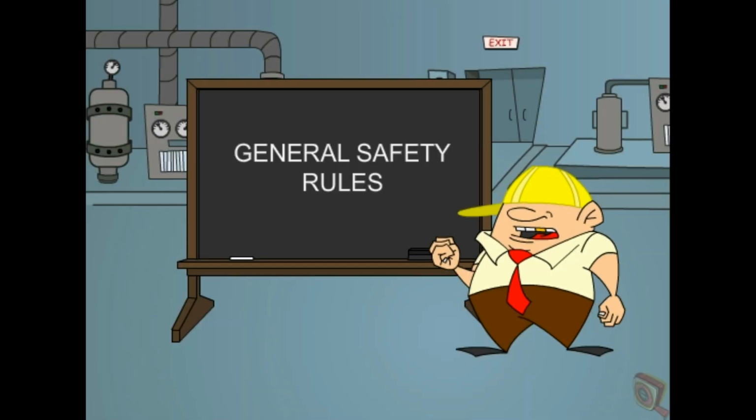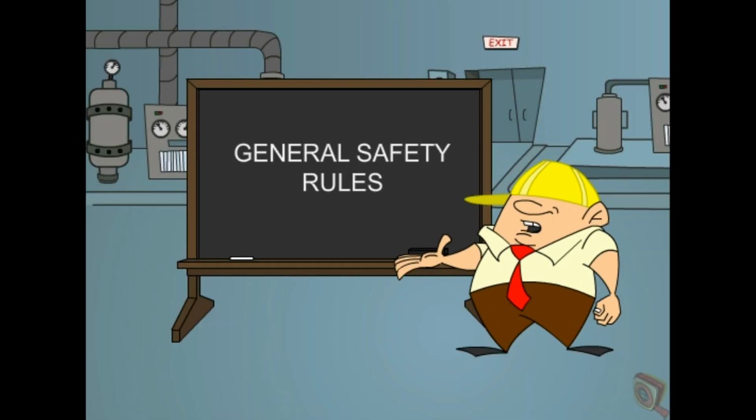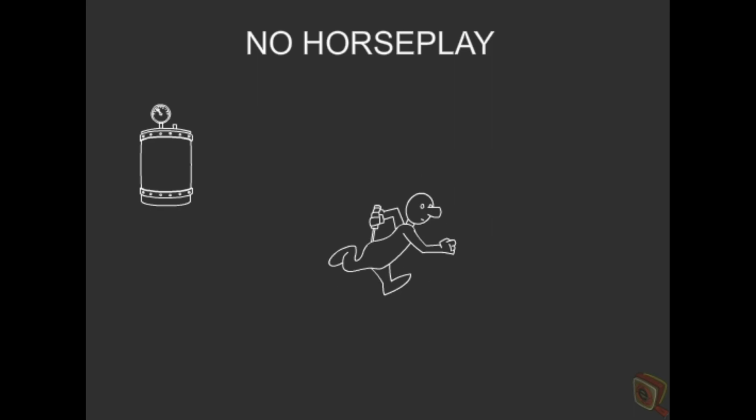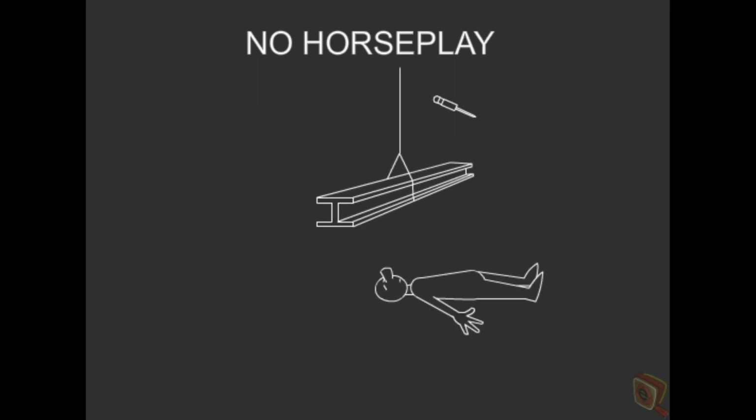In this lesson, I'll discuss general safety rules for the workplace. First off, no horseplay. Running and throwing objects around a shop or job site is unsafe and potentially dangerous.